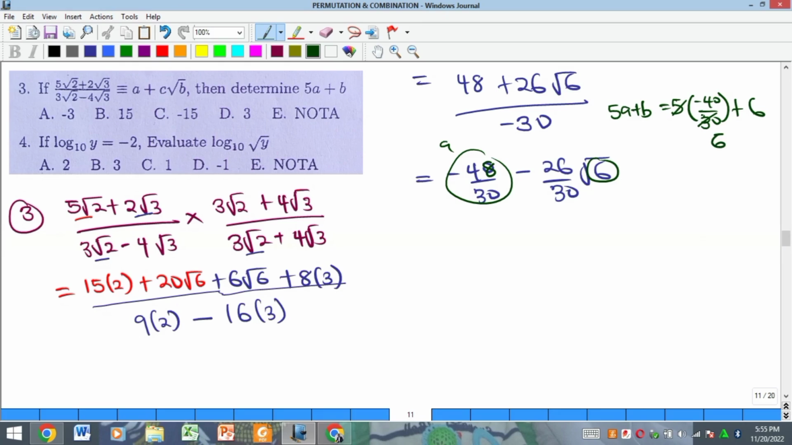So, and this place is 48. 6 will divide 48 to give us minus 8 plus 6. And this is equal to negative 3, which is option A.